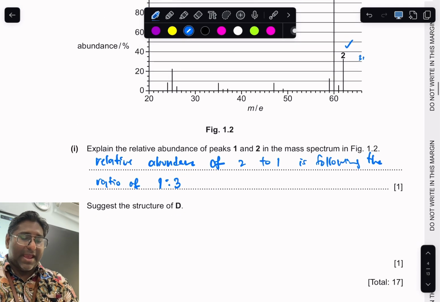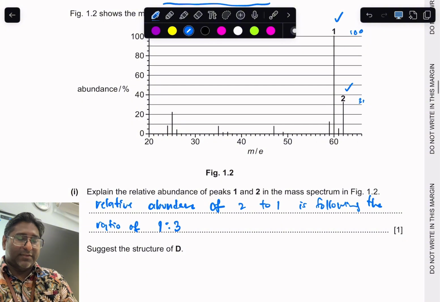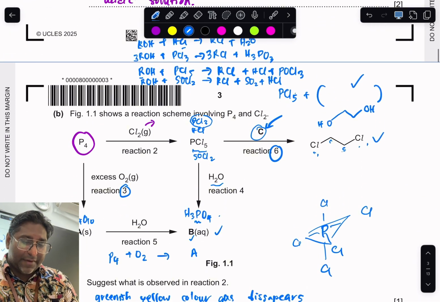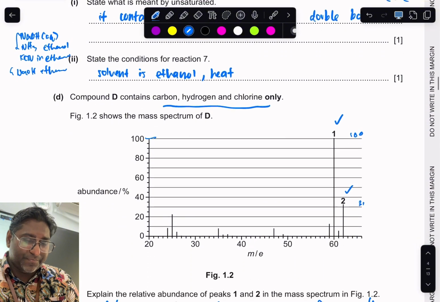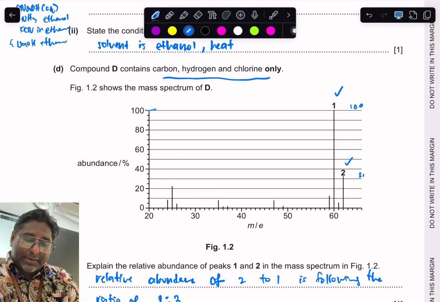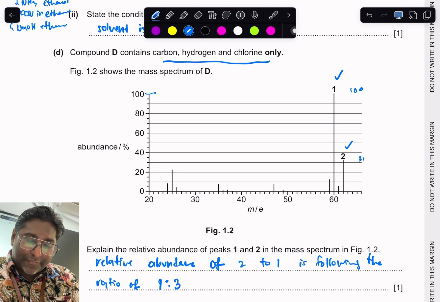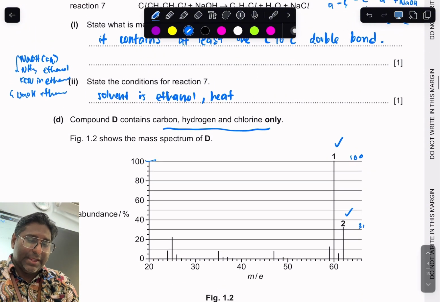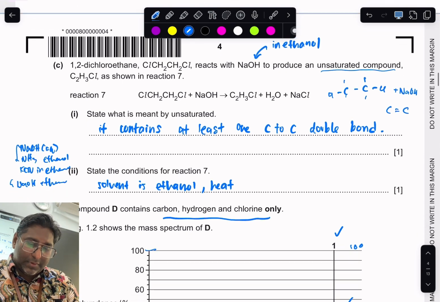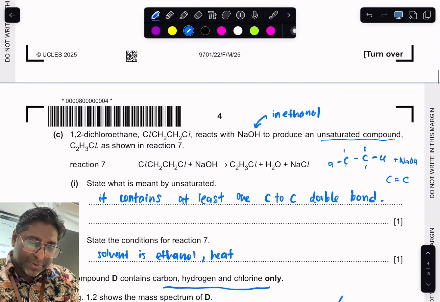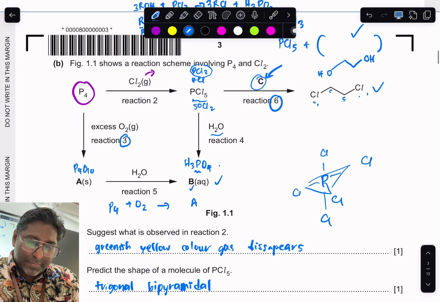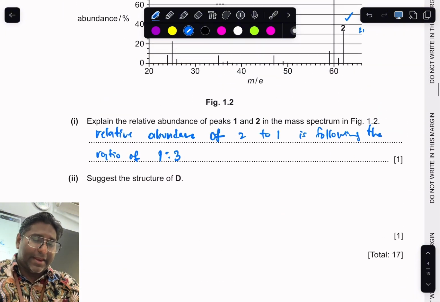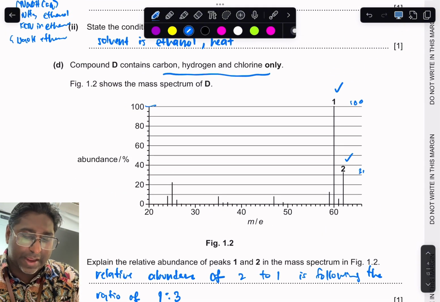Now suggest the structure of D. So we need to suggest the structure of compound D. Let's see whether we have any hint over here. No. Is there any other information about compound D before? No information about compound D, so it's going to be a bit standalone. Compound D contains carbon, hydrogen, and chlorine only.